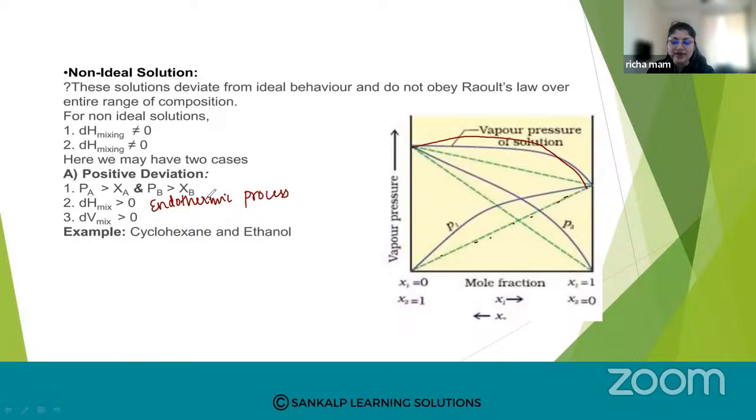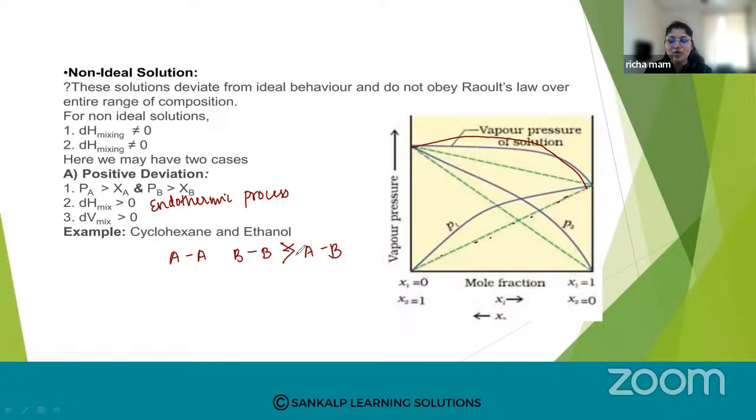Then what about the interactions? In such a positive deviation solution, the intermolecular interactions between the molecules are weaker. Here they are weaker than those between the molecules of pure components. So the AB interactions are a bit weaker than your AA and BB interactions. So this is the criteria.